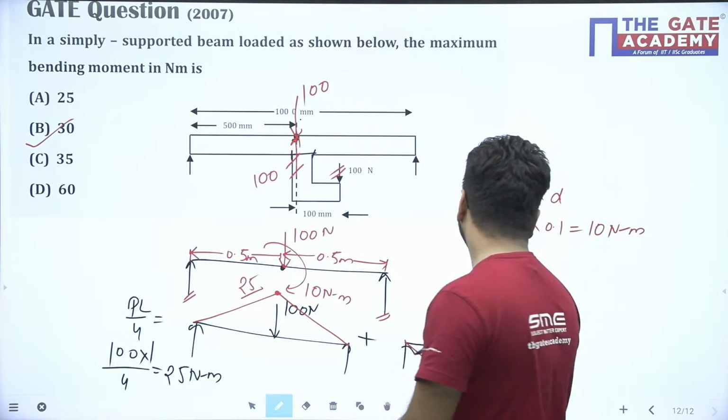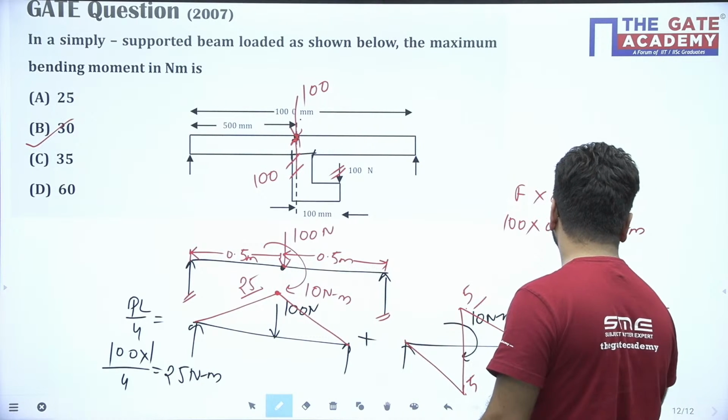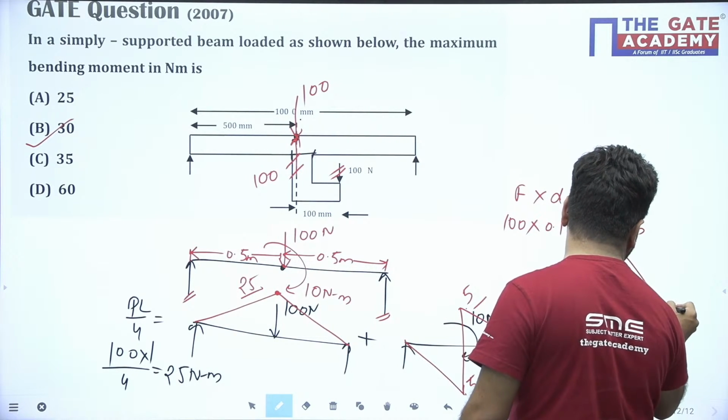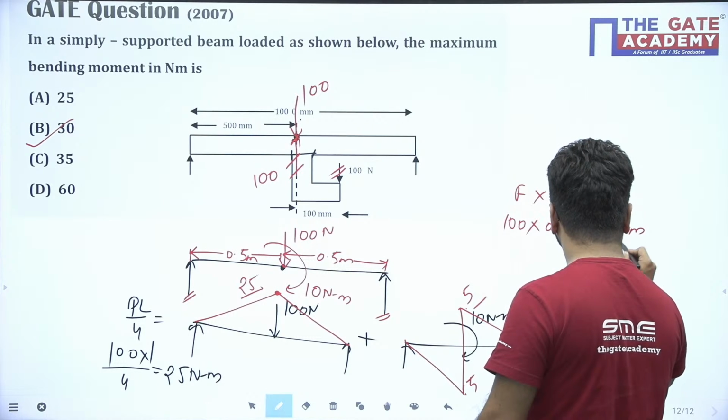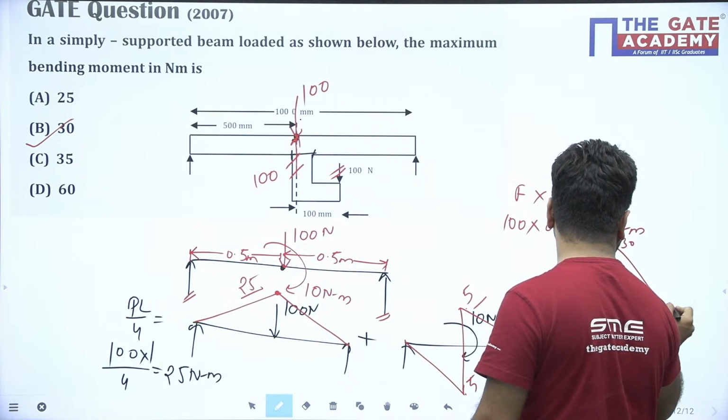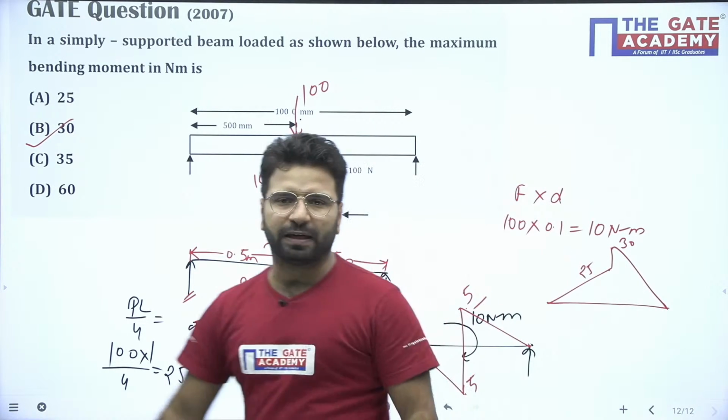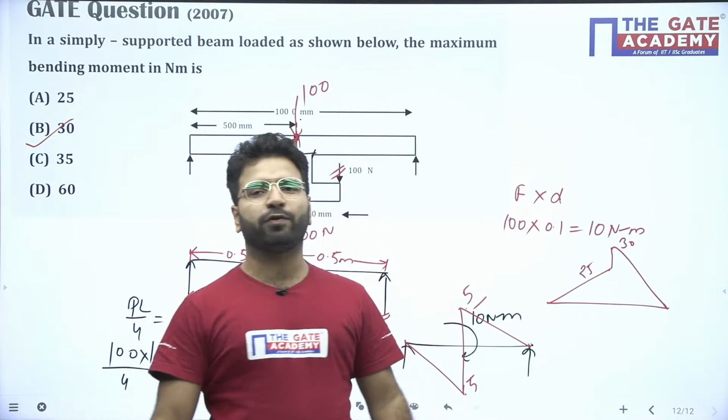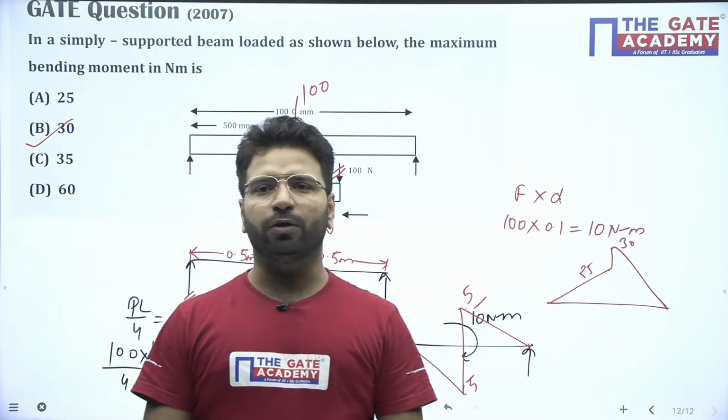Okay, if you draw the combined bending moment diagram for this, it will come like that. Here it will be 25, here it will be 30. So the bending moment diagram will come like that for this particular question if you draw. Okay, so you can draw, not a problem.